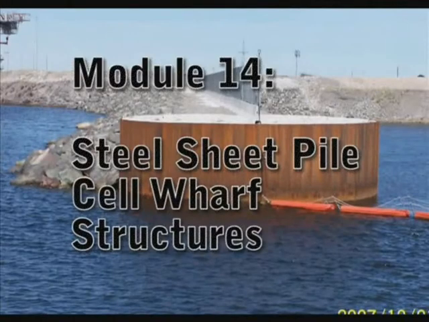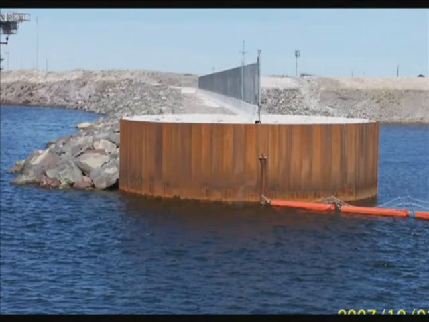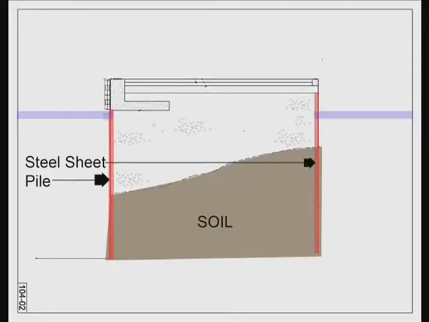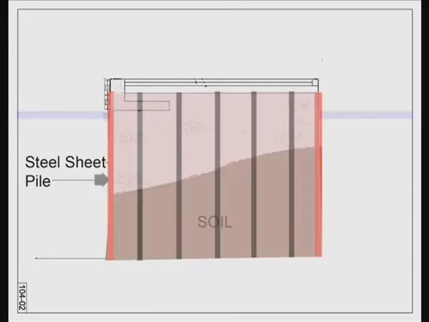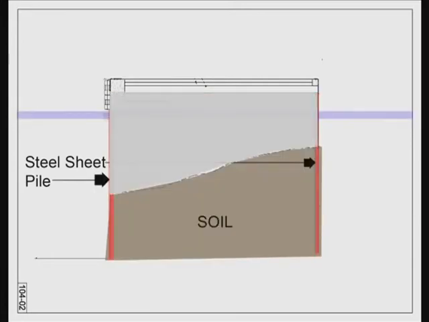This is the video for Module 14, Steel Sheet Pile Cell Wharf Structures. Steel sheet pile cells are a series of steel sheet piles that are driven into the soil. Each pile is interlocked to create a wall. Fill materials are placed behind the wall.